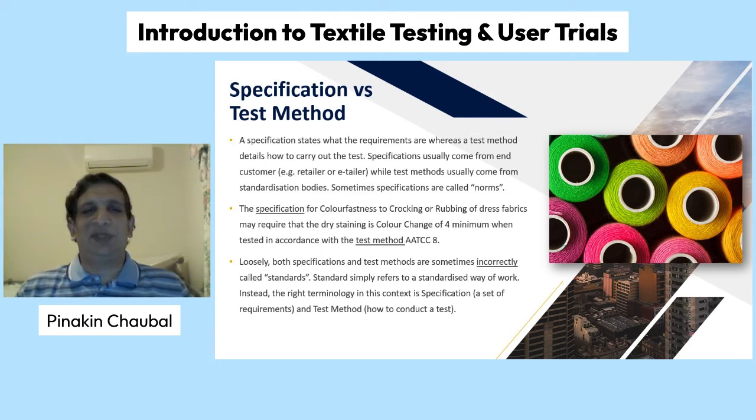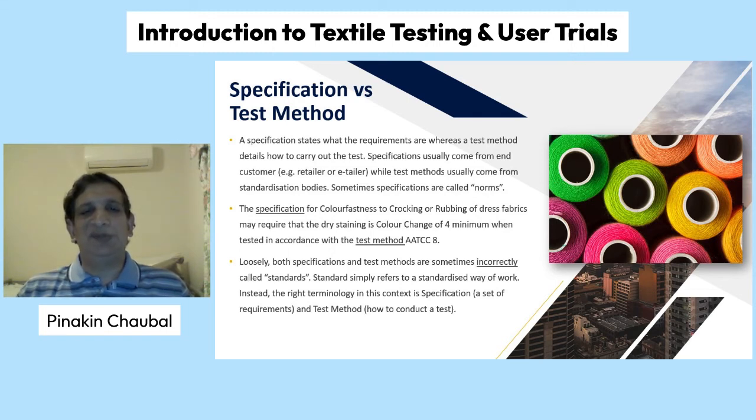Specification versus test method. A specification states what the requirements are, whereas a test method details how to carry out the test. Specifications usually come from the end customer, for example, a retailer, while test methods usually come from standardization bodies. Sometimes specifications are called norms. The specification for color fastness to crocking or rubbing of dress fabrics may require that the dry staining is color change of 4 minimum when tested in accordance with the test method AATCC 8.